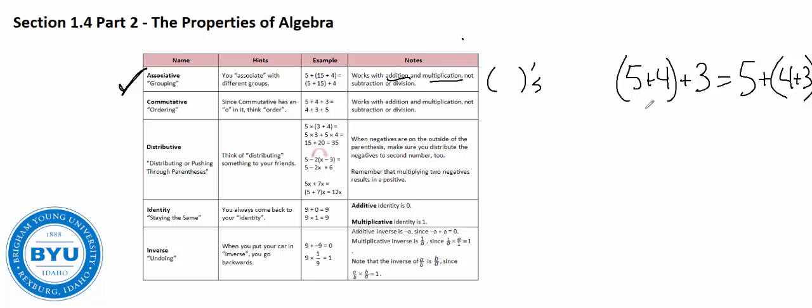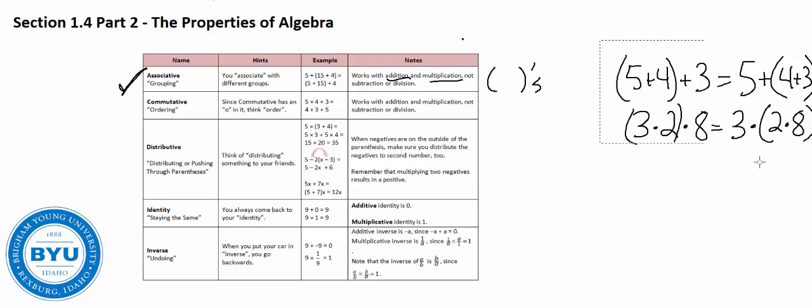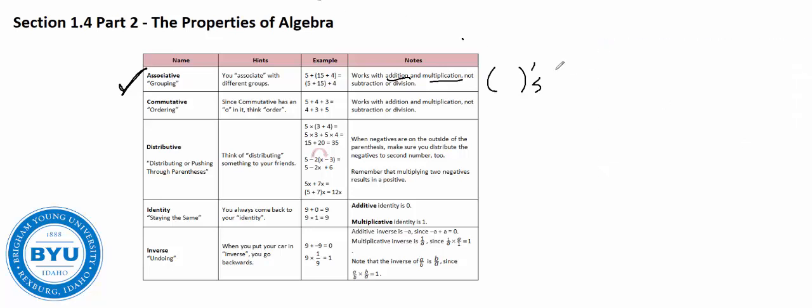This is also true with multiplication. We could do 3 times 2 times 8 and do the first two first, or do 3 times and then do 2 times 8 first, and we'll get the same answer. The associative property of multiplication. Okay, so don't forget, associative property is moving of parenthesis.